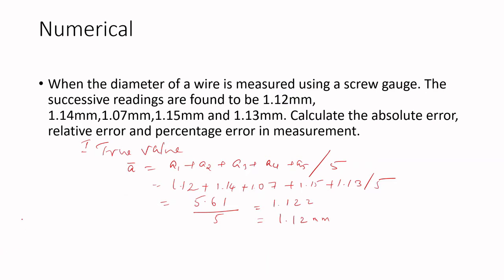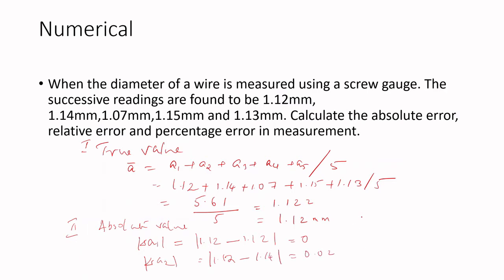Now the second step in the calculation is finding the absolute error. What we have to do is find delta A1 absolute value. It is 1.12 minus our first reading, that is 1.12 itself. So it will give us 0. Next, delta A2. Again 1.12 minus 1.14 will give us 0.02.